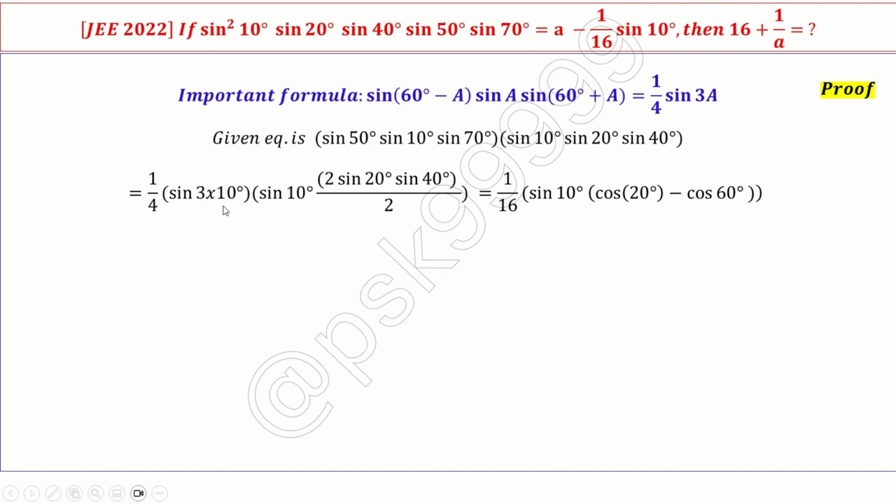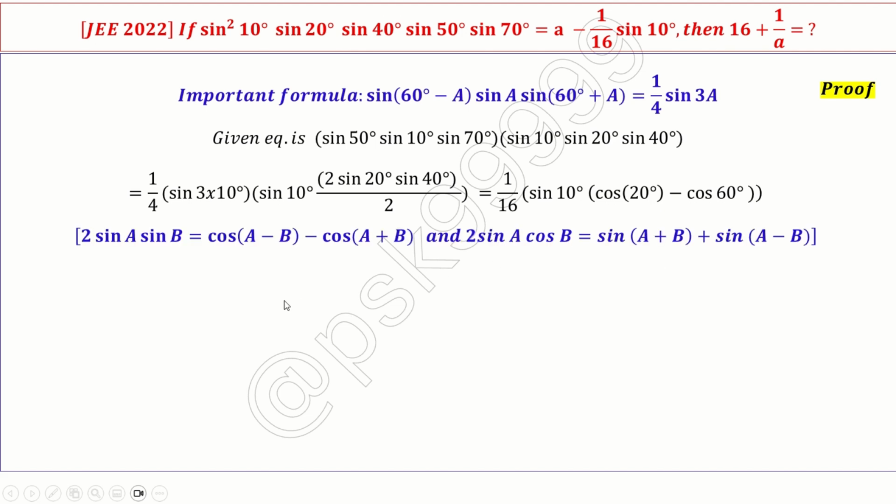Okay, so this is 1 by 8, and then from the second part I am taking sine 10 degrees separate, and sine 20 and sine 40. I am multiplying the numerator and denominator with a 2. So I am rewriting this. Finally I will get 1 by 16 into sine 10 into, and this numerator part I am rewriting as cos 20 degrees minus cos 60 degrees.